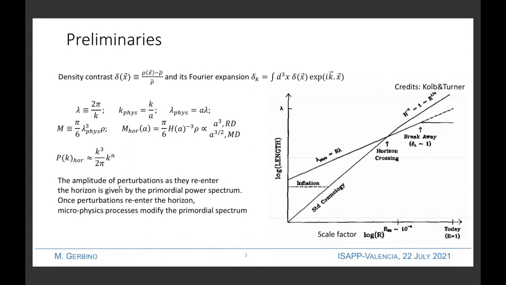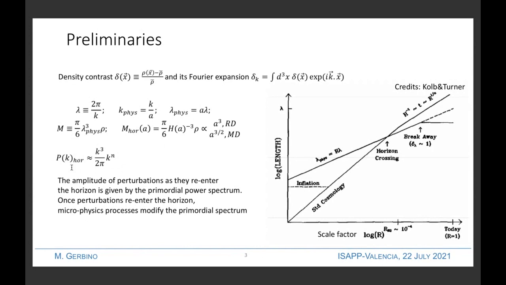This is a summary of the quantity that we will discuss in this part of the lecture. I will refer to a scale sometimes in terms of the length of the scale, but also in terms of the wave number. And we know that there is a very precise relation between the wavelength and the wave number of a given scale. Remember that k can be considered both as the comoving scale, and if we want the physical wave number, we have to divide the comoving wave number by the scale factor. And this comes from the fact that, of course, the physical length is proportional to the comoving length times the scale factor.